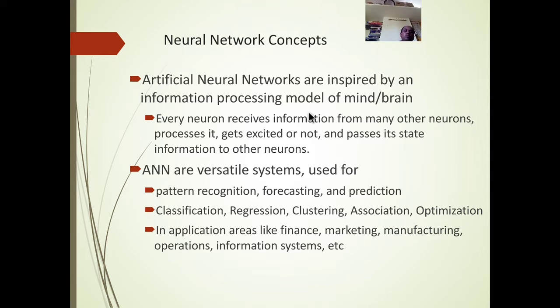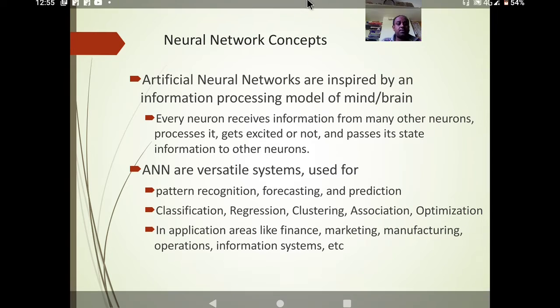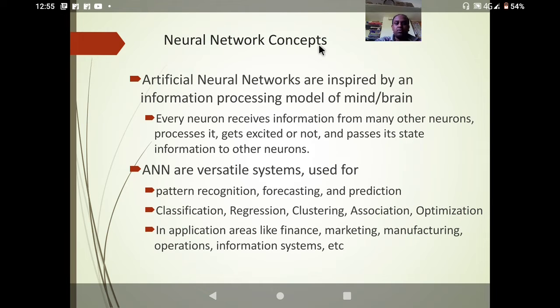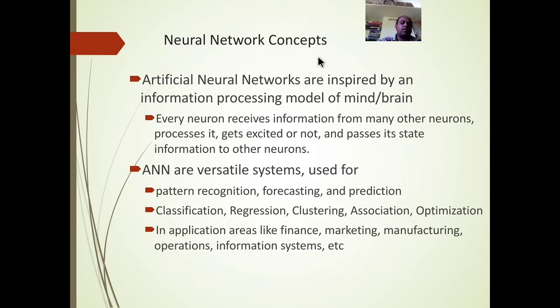So artificial neural networks are inspired by an information processing model of the mind, or we can also say a brain. So every neuron receives information from many other neurons, processes it, gets excited or not, and passes its state information to other neurons.